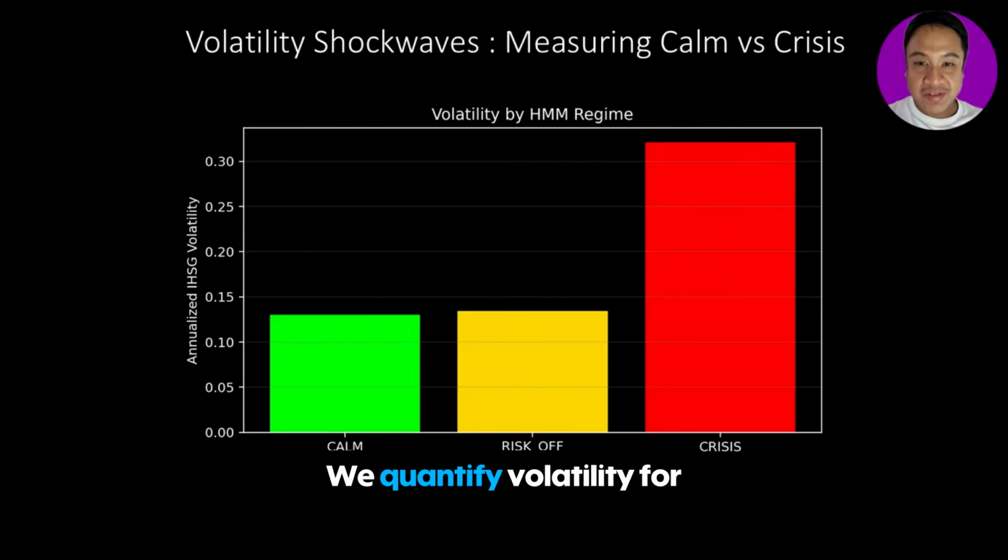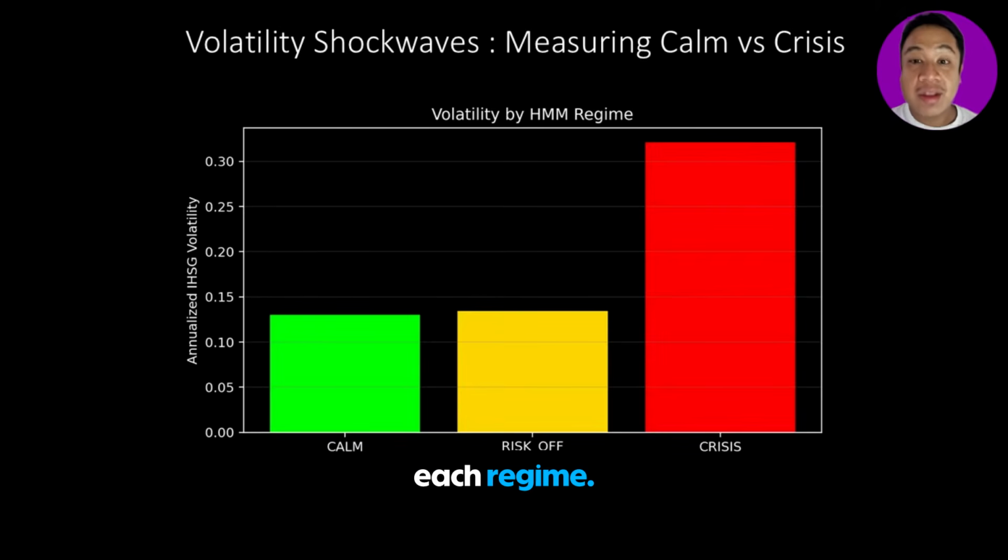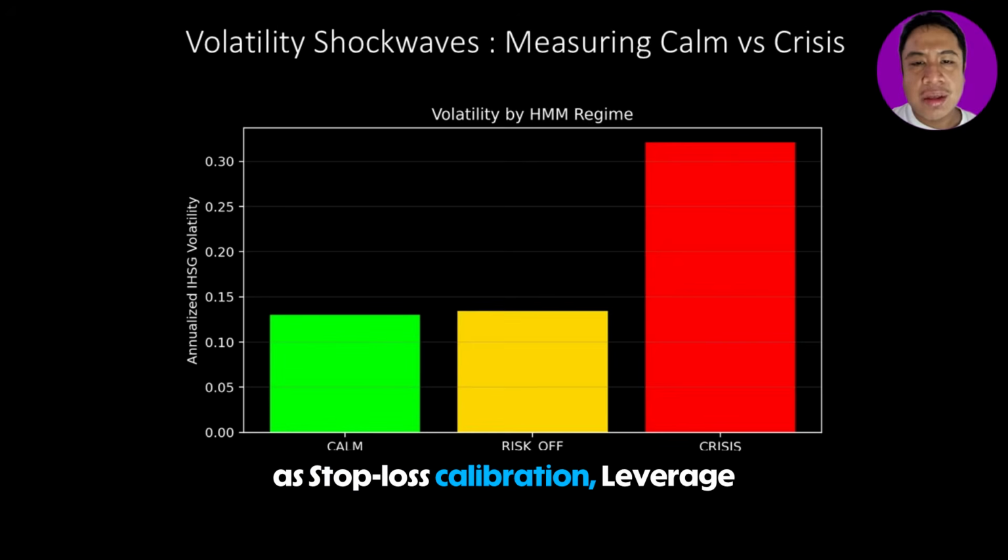We quantify volatility for each regime. Calm volatility is around 13%. Risk off, slightly higher. Crisis volatility explodes to over 30%. This difference is critical for risk calculation such as stop-loss calibration, leverage decisions, and hedging costs. A crisis regime demands smaller size, wider stops, and stronger hedges.